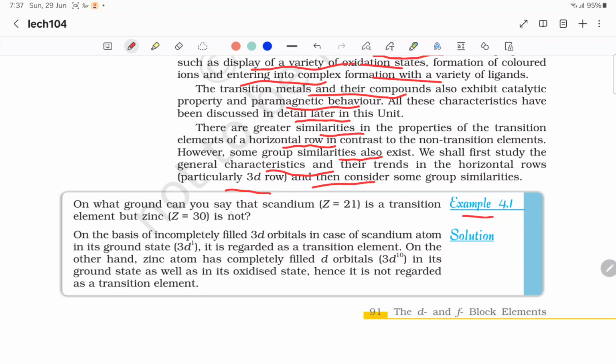On what ground can you say that scandium (Z = 21) is a transition element but zinc (Z = 30) is not? On the basis of incompletely filled 3d orbitals, in case of scandium atom in its ground state 3d1, it is regarded as a transition element. On the other hand, zinc atom has completely filled d orbitals in its ground state as well as in its oxidized state. Hence, it is not regarded as a transition element.